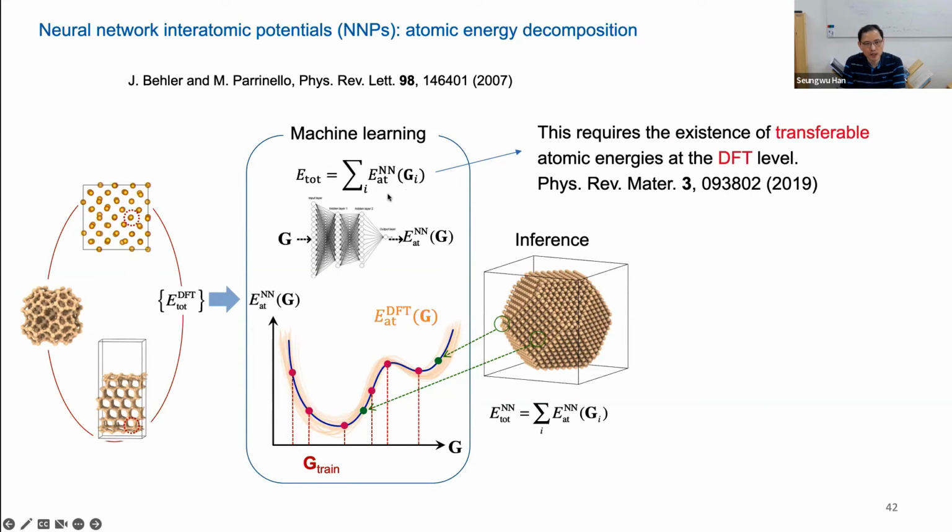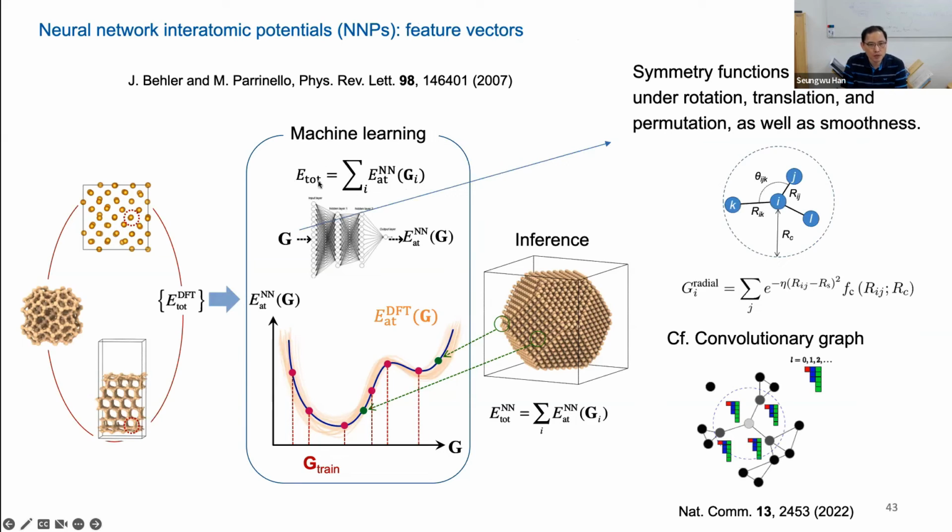And the second ingredient is that we use a machine learning or neural network model, where the input feature is the local environment, since the atomic energy depends on the local environment.